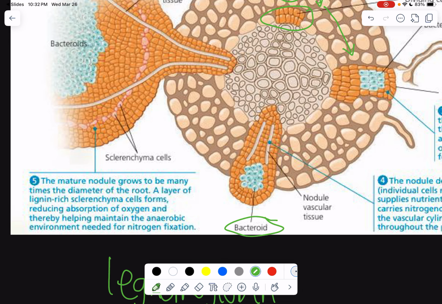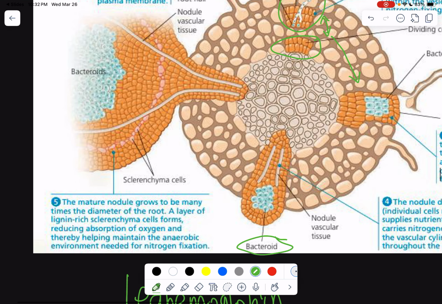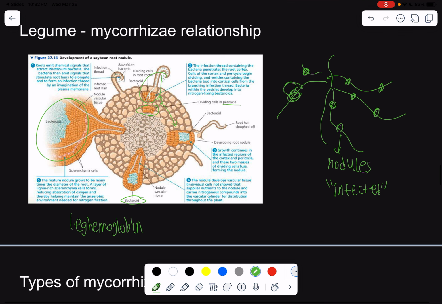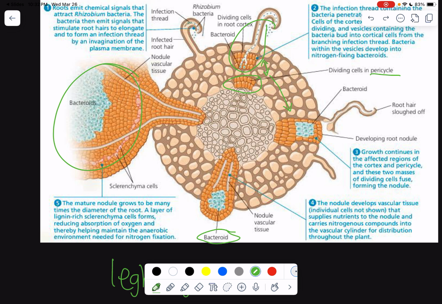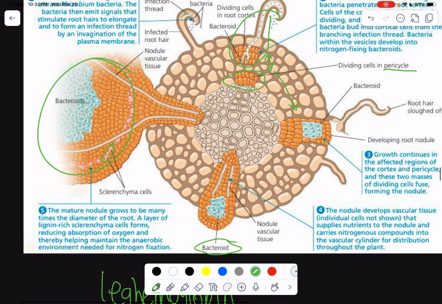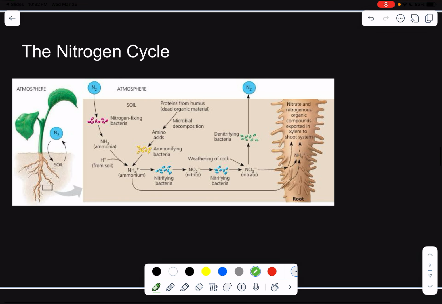The mature nodule grows to be many times the diameter of the root, and this is the whole nodule that we've been showing here. This is going to be that big glob over here. And a layer of lignin-rich sclerenchyma, which are these pink cells, forms and reduces the absorption of oxygen and thereby keeps an anaerobic environment necessary for nitrogen fixation. And with that being said, let's go back to the nitrogen cycle.